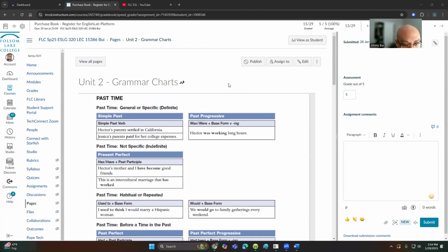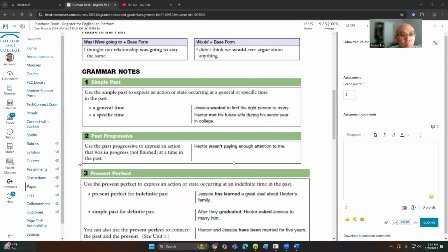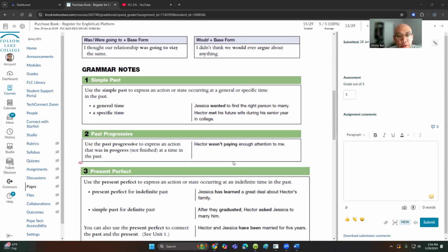And so, how to use these tenses according to the book: use the simple past to express an action or state occurring at a general or specific time in the past. A general time: Jessica wanted to find the right person to marry. A specific time: Hector met his future wife during his senior year in college.